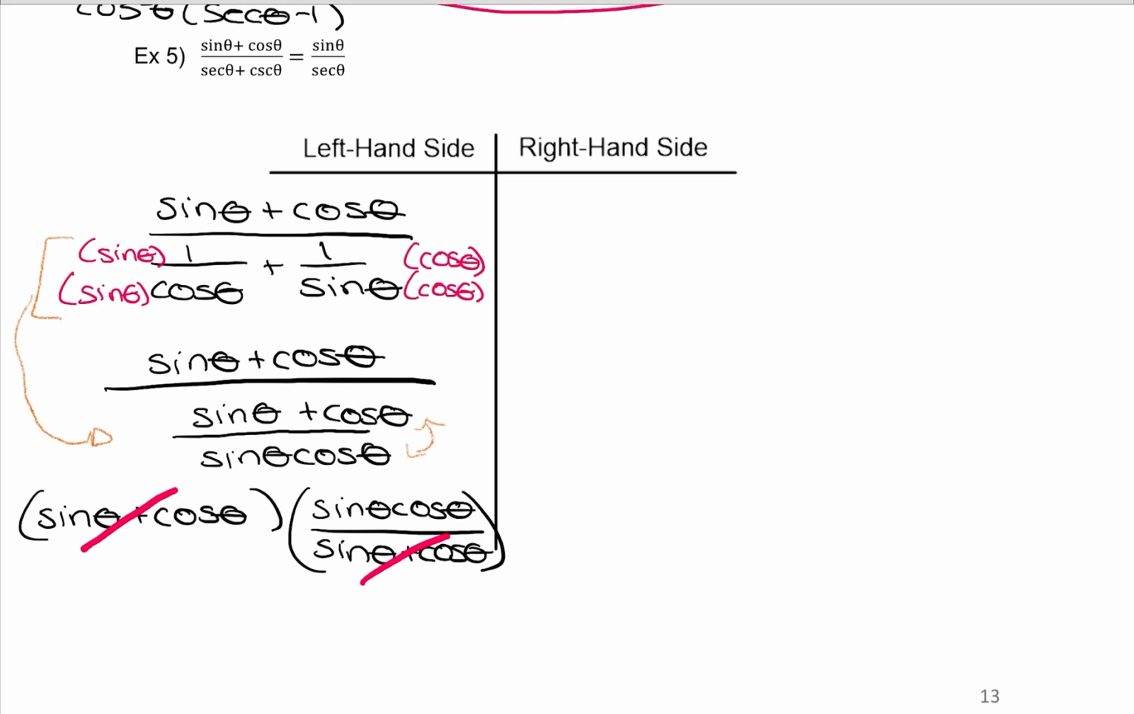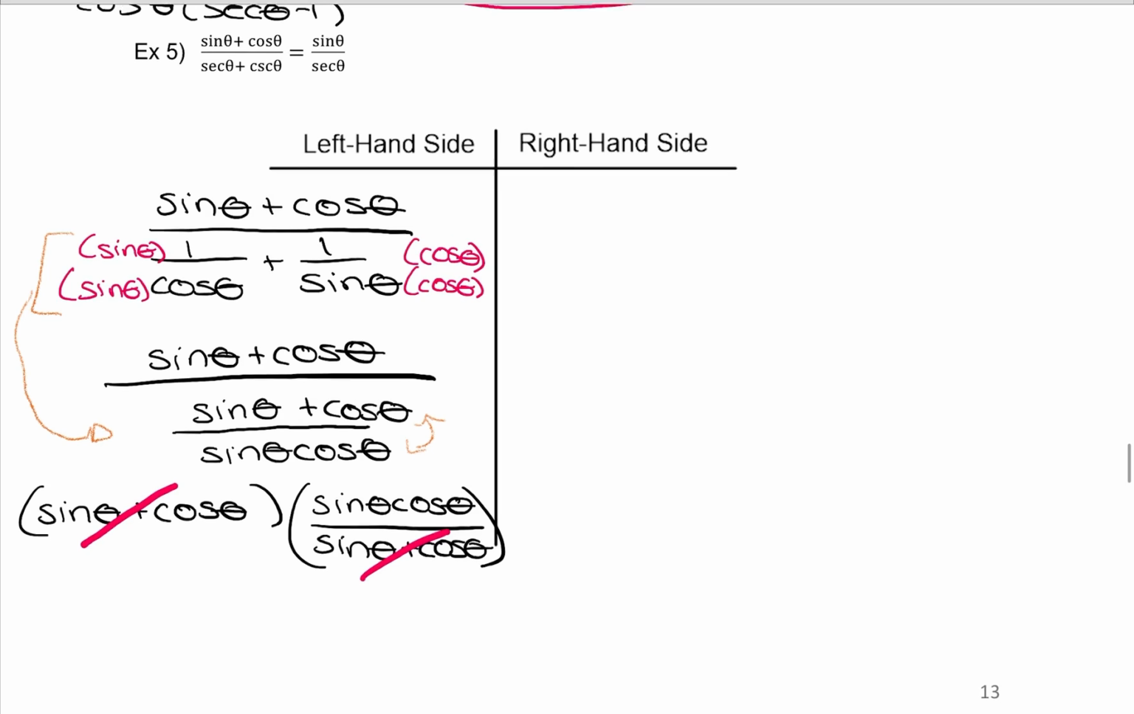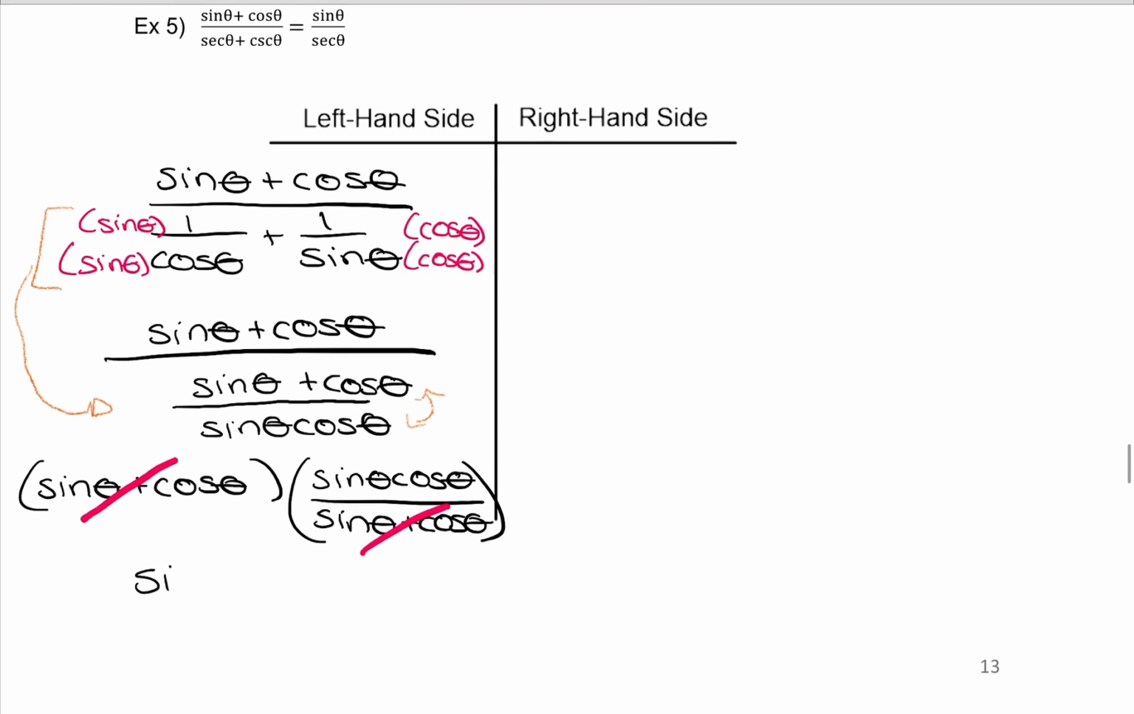We should now be able to see that we have some crossing out we could do. Sine theta plus cos theta crosses out. So we are now left with sine theta cos theta. We could keep going here at this point if we want, or maybe we want to work with the right-hand side. Let's try that because we didn't do that for the last one.